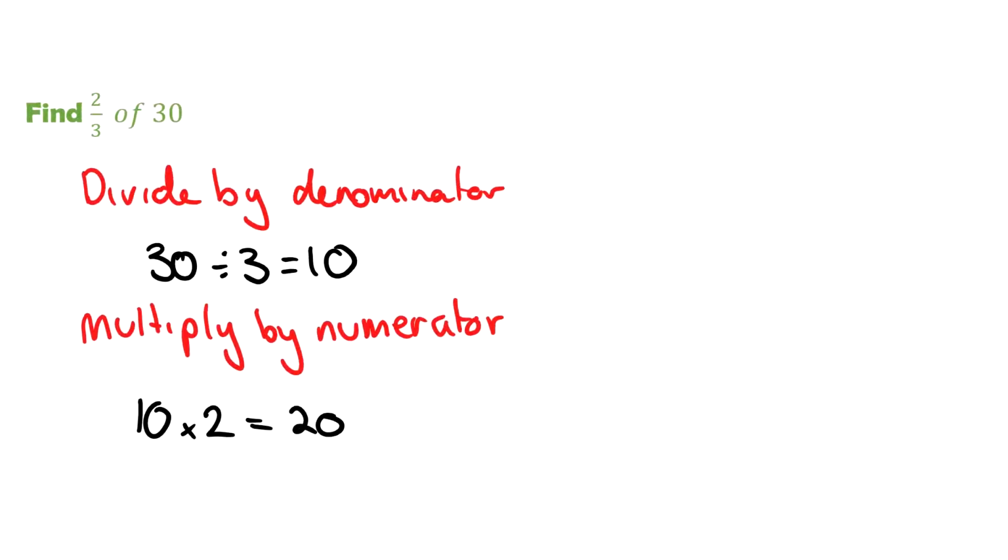Now these types of questions may allow you to use a calculator, and if so, you can just go 2/3 times 30, and if you put that in the calculator, you'll get 20. If you specifically are not allowed to use a calculator, that's when you divide by the denominator and then multiply by the numerator.